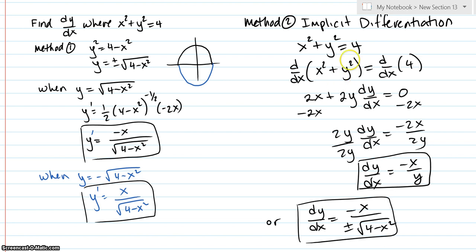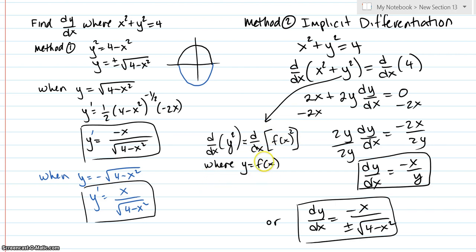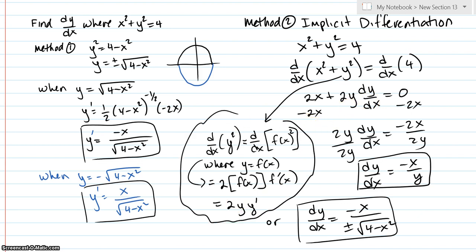So what I would like to do is just talk a little bit more about this bit. How did I get this bit? So let's look at that over here. What did I do here is I took the derivative of y squared. So at some point, y is a function of x, wherever it is. So I'm just going to write that down. And we know we can use the chain rule. So this is going to be equal to 2 f of x, times the derivative of the inside. And again, going back to y, so this is 2y times y prime, or 2y times dy dx, whatever form that you would like. So this is just a little side note of what is going on there.